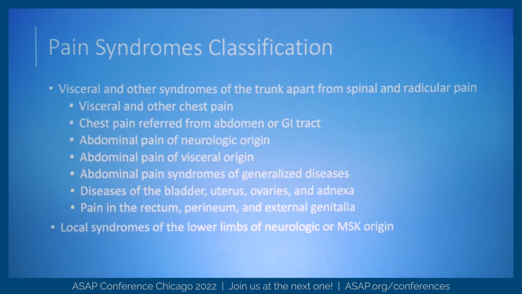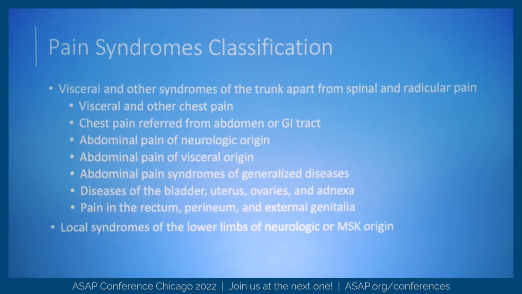So also visceral and other syndromes of the trunk apart from spinal and radicular pain. So visceral and other chest pain. I had a patient a couple of weeks ago whose heart was now on the other side of her chest, and she had lots of pain because everything was just turned around from lack of being held appropriately by her connective tissue. Chest pain referred from the abdomen or GI tract. Abdominal pain of neurologic origin, abdominal pain of visceral origin, abdominal pain syndromes of generalized diseases.